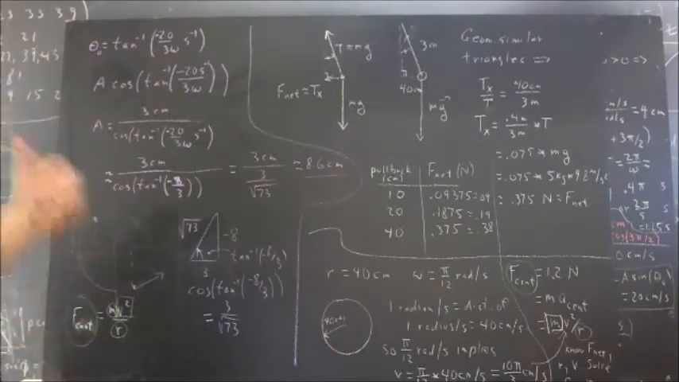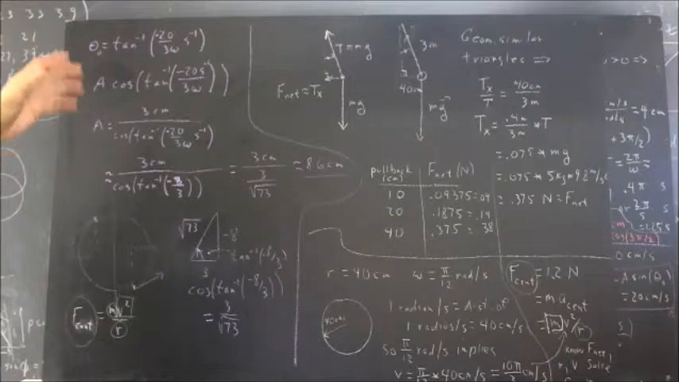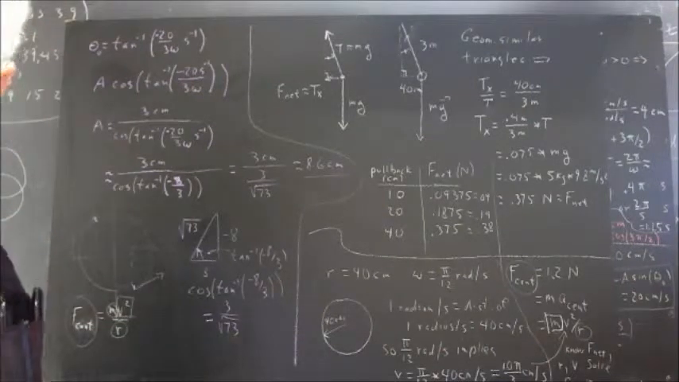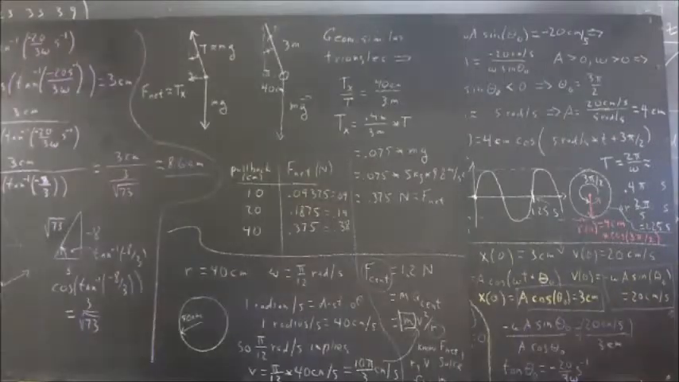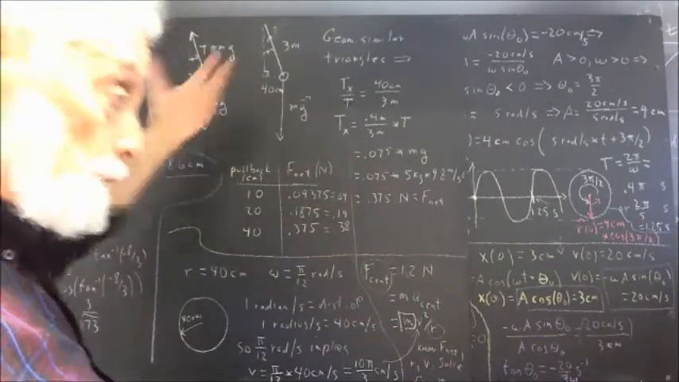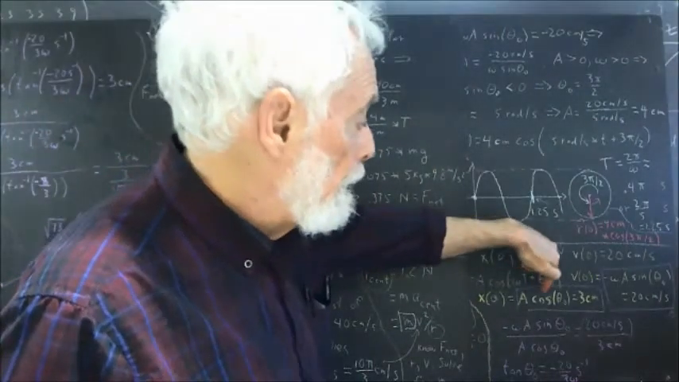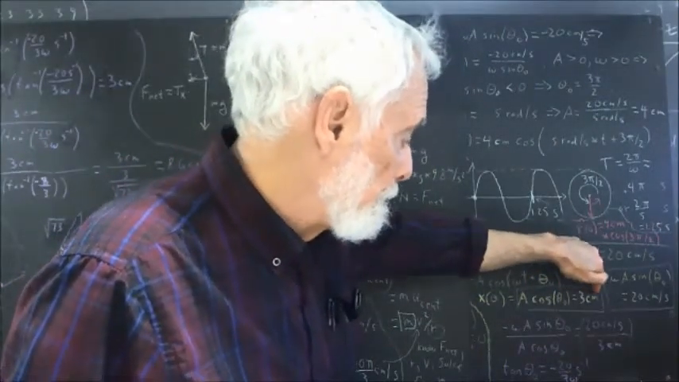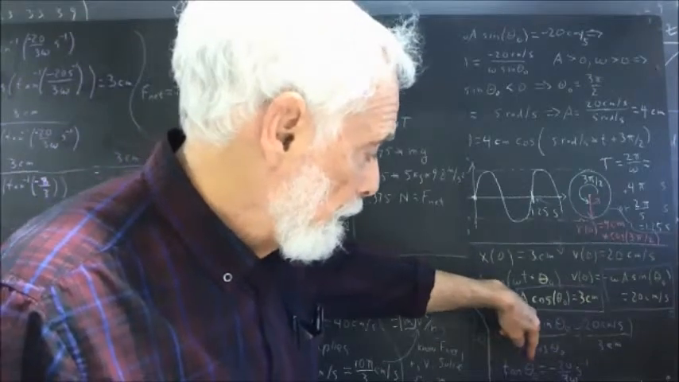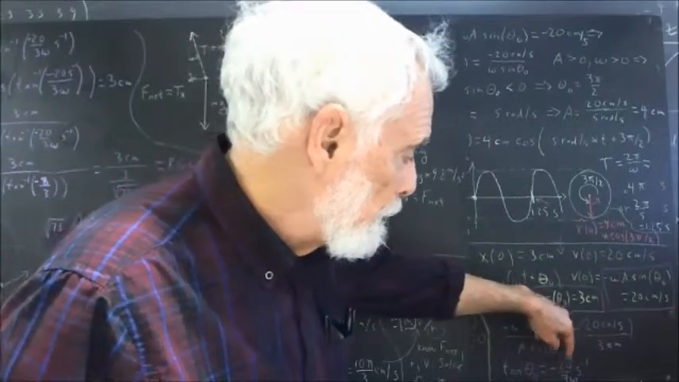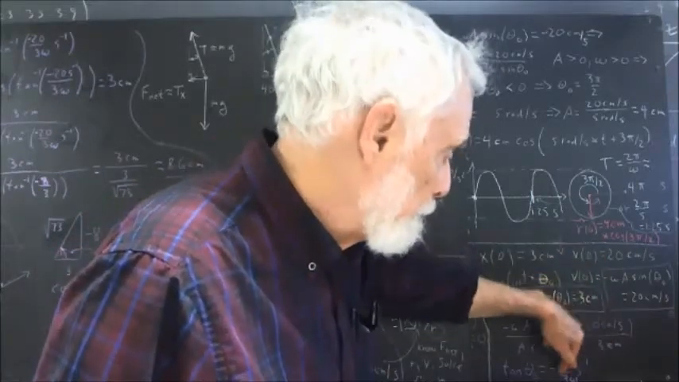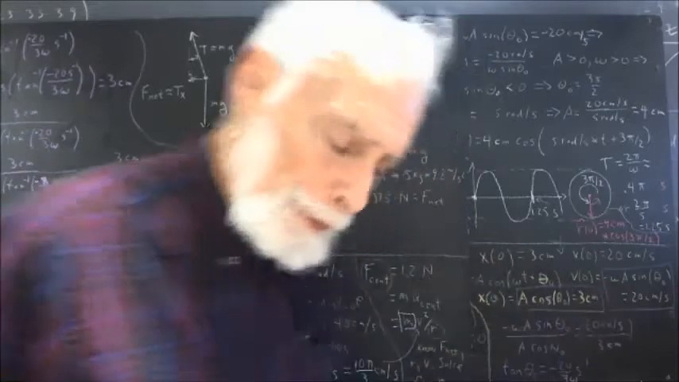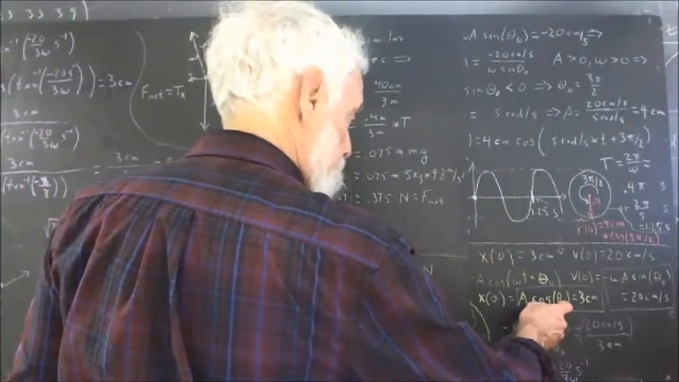Since x of 0 is a cosine of theta naught, which equals 3 centimeters, and we've solved this equation now to get theta naught equals the arctangent of negative 20 over 3 omega reciprocal seconds, we can take that theta naught and put it back in here.